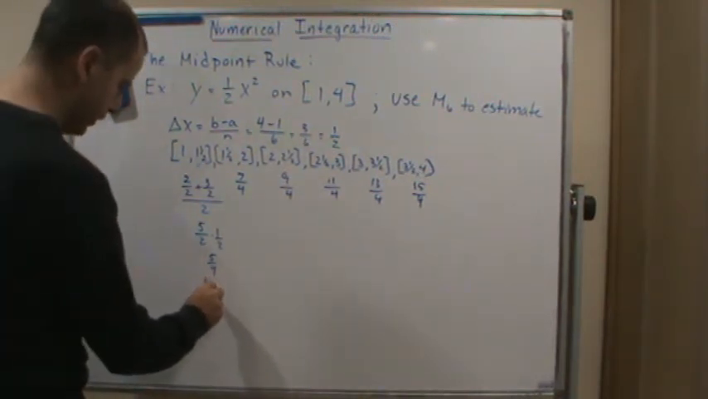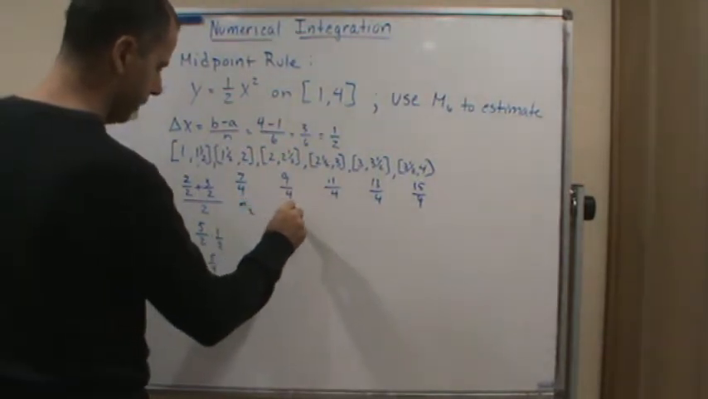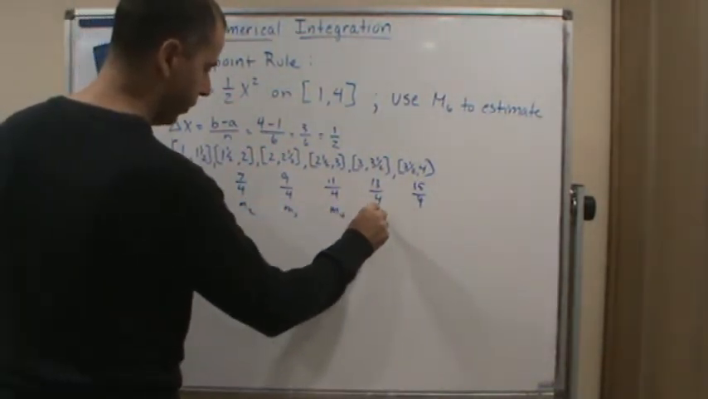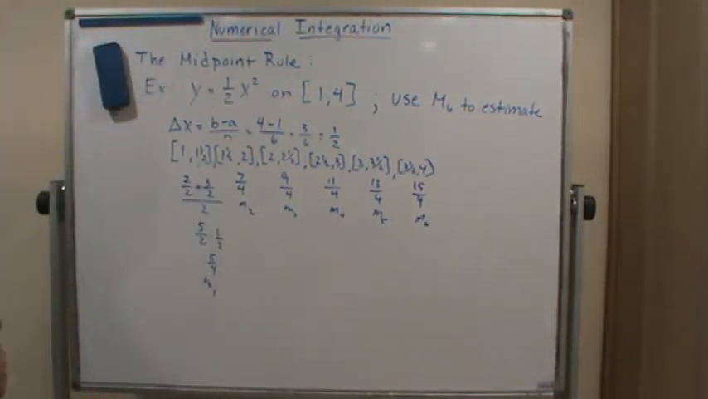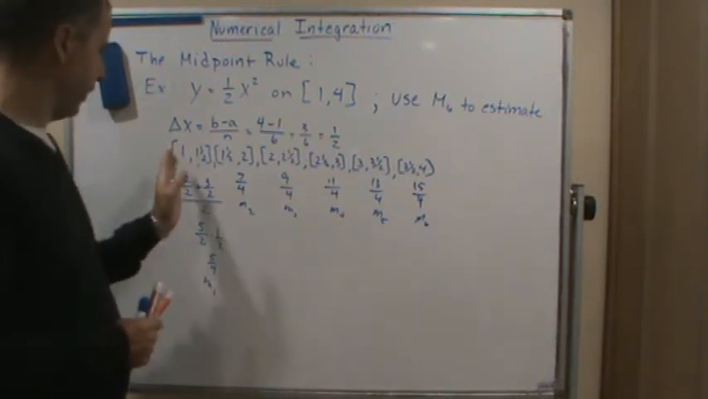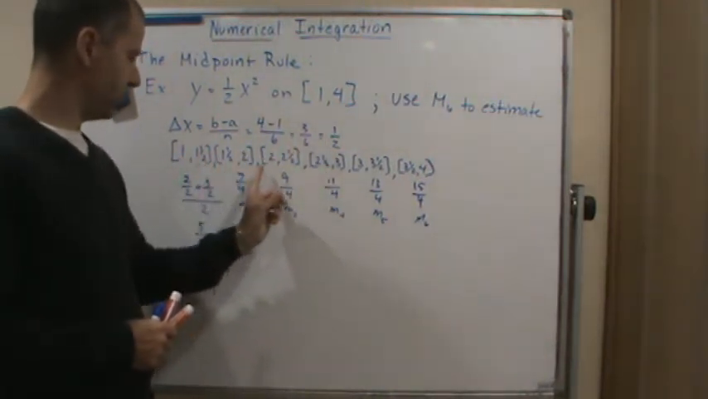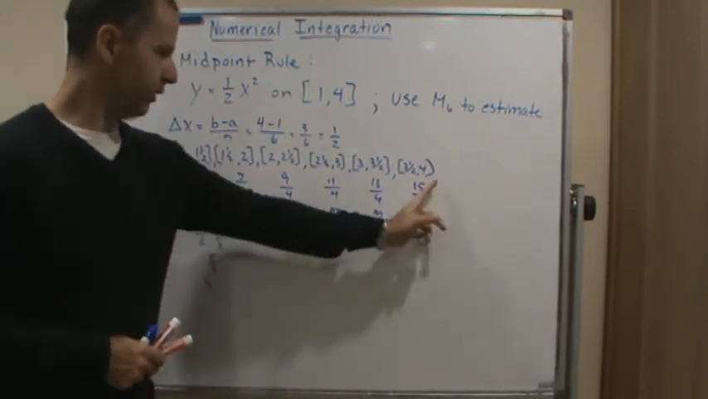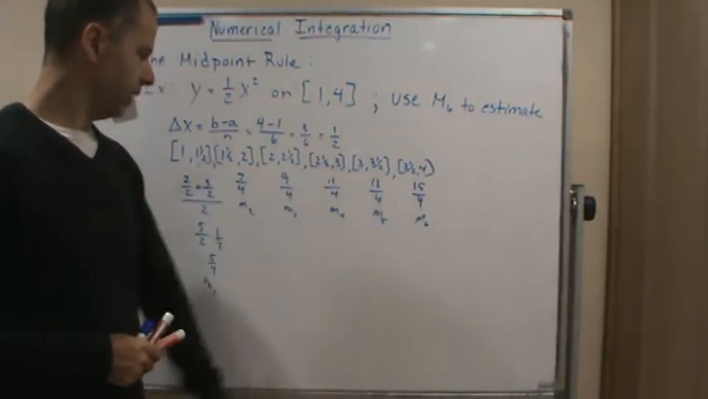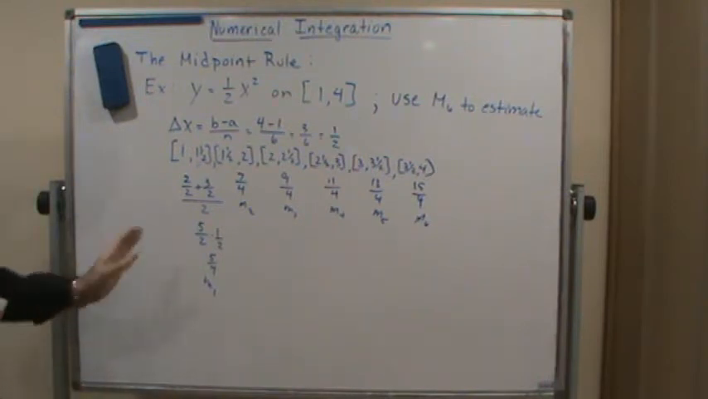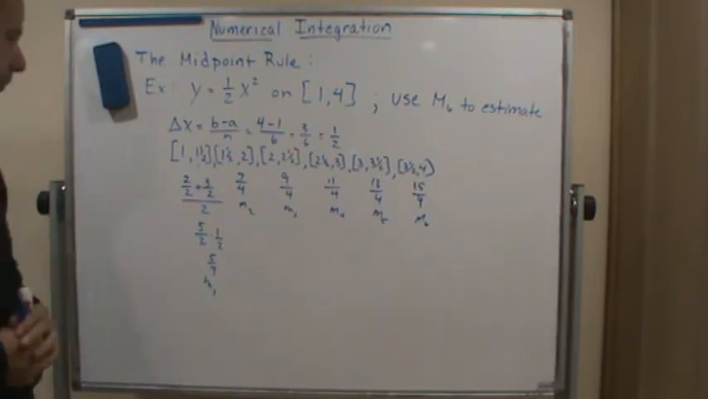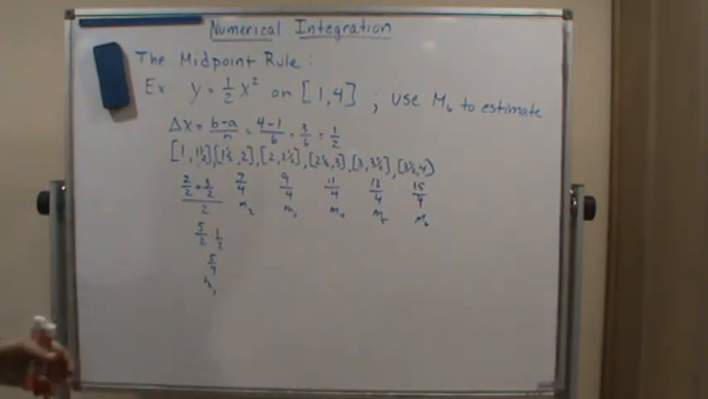So I've got M1, M2, M3, M4, M5, and M6. Everything works out, right? If you do this correctly, you should always start with the a and end with the b, and all of your midpoints will fill out nicely. This is really straightforward and easy to do. You just have to practice and work this systematically. Now that we've got our midpoints, it's just plug and chug.